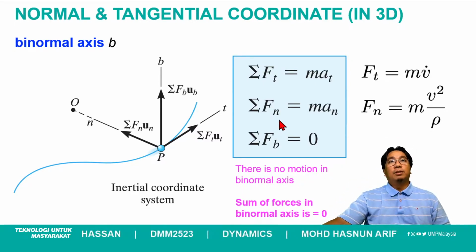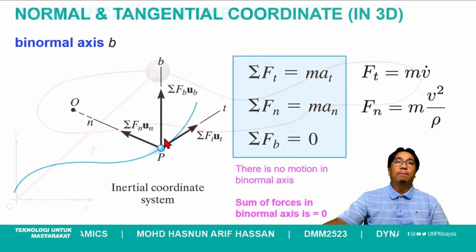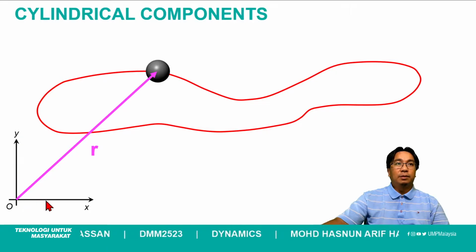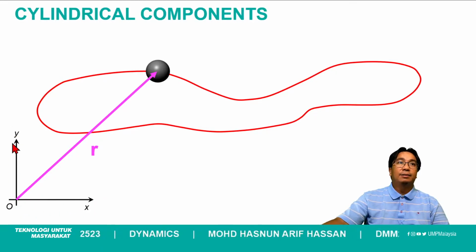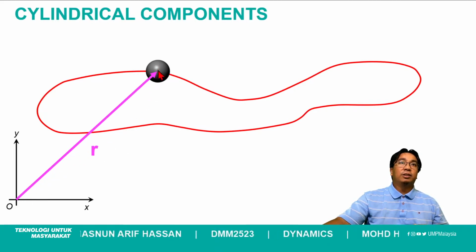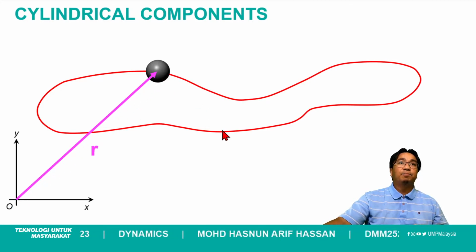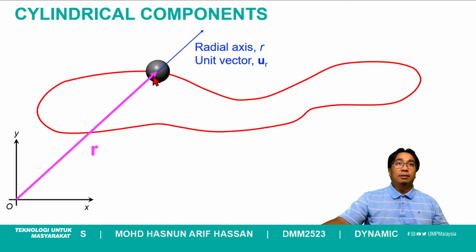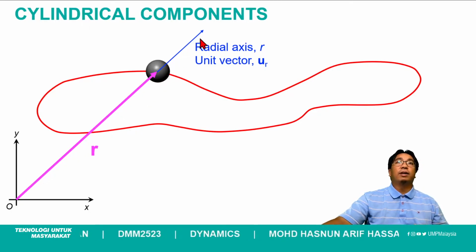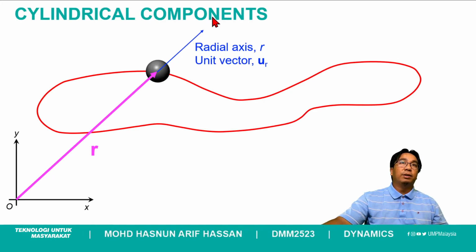So now we come to the coordinate system that we would like to cover today. That is the cylindrical component. So it is still using xy like the rectangular coordinate. And now we have our position of the object from the origin O. So we draw a line R like this. And then if we continue in this line, along the position vector, we will call this the radial axis. Okay, this will be our radial axis.